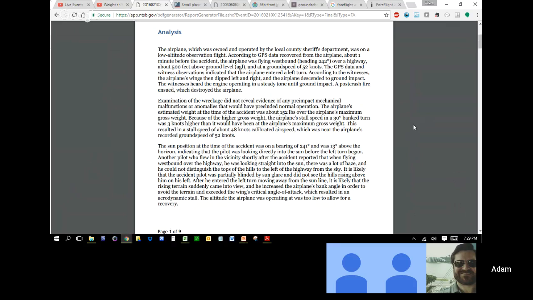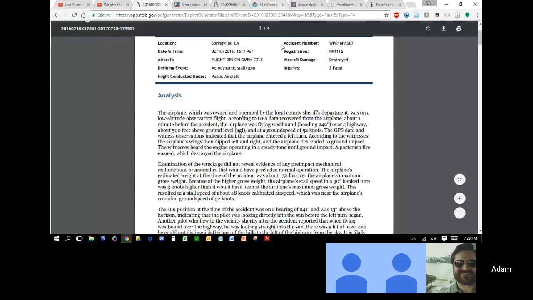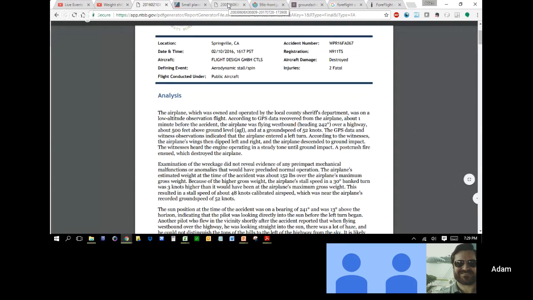And so because of that, they crashed the aircraft and expired. This is just one example of why it's important to do all the math prior to loading up the airplane and going. And I think I've got just one more NTSB to look at.